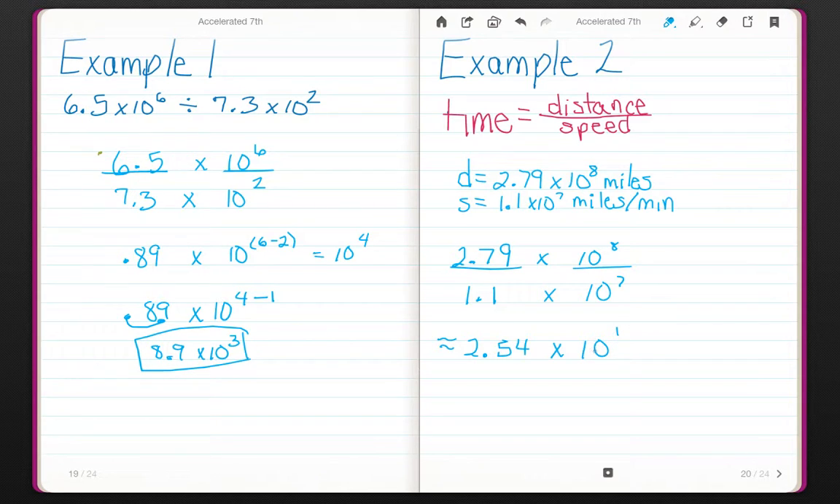Now the question wants me to write my number in standard form. So 2.54 times 10 equals about 25.4 minutes. So it would take about 25.4 minutes for light from the sun to reach the comet.